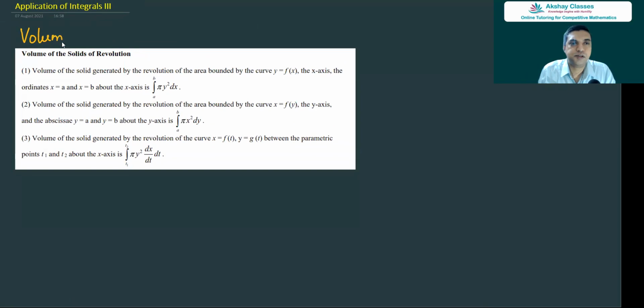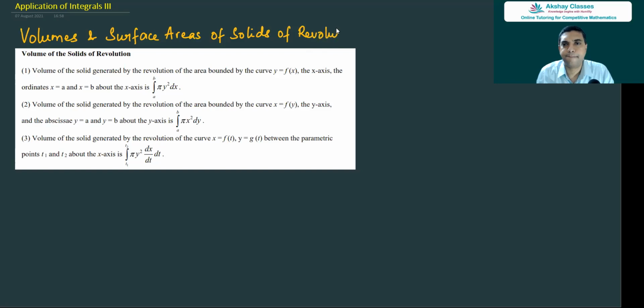Volumes and surface areas of solids of revolution. Now, look at the first one. So volumes of solids of revolution.